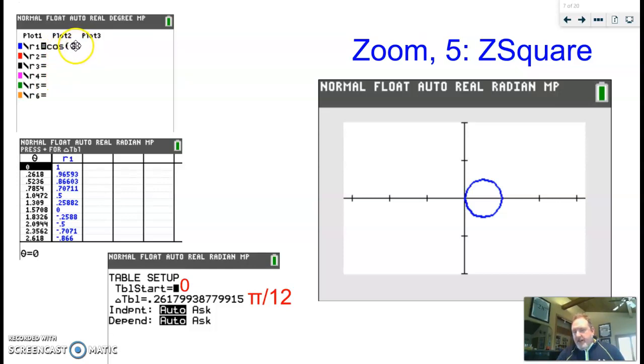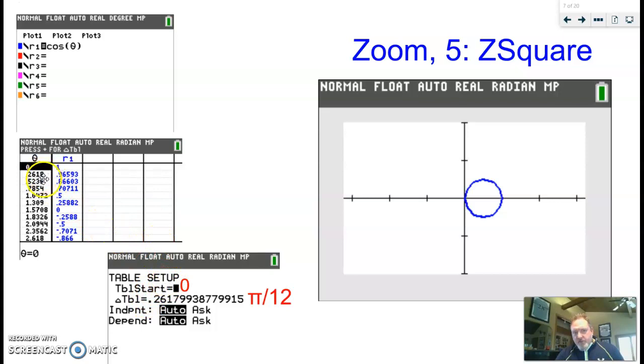How do we get theta? That's the variable key. So when you're in function mode and you hit the X button to type in an equation, or if you're in parametric, you hit the variable, but the X button, you get T. In polar mode, we get theta. So we have cosine of theta.